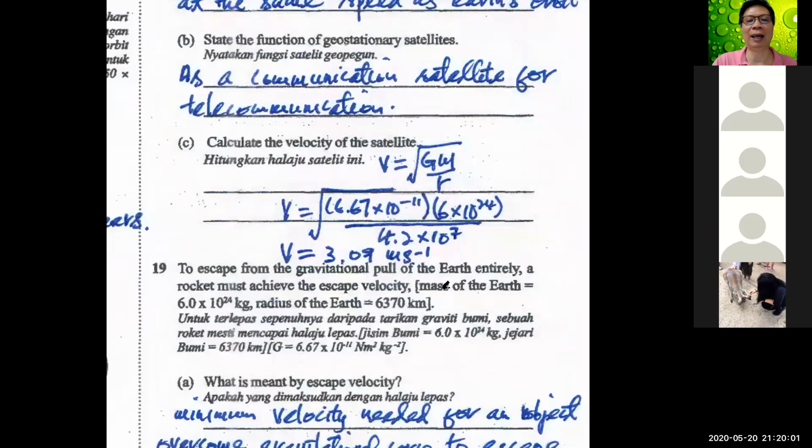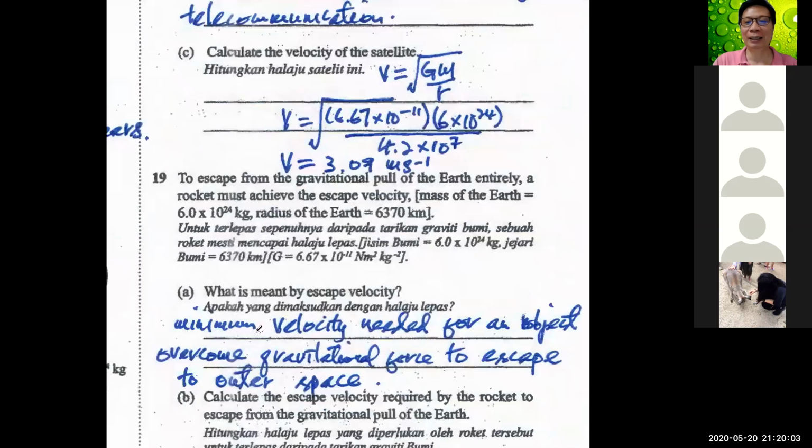You see, this one is a more standard answer. Minimum velocity needed for an object to overcome gravitational force to escape to the outer space. Okay, copy down the answer.